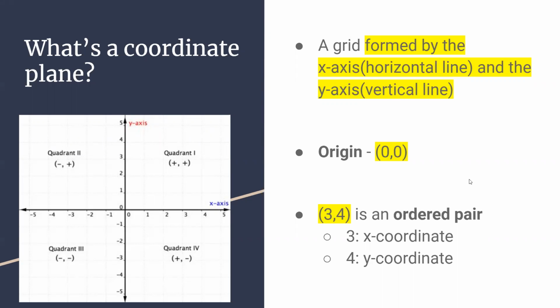A couple of terms to remember: origin. The origin is at the center, which you see is 0, 0. An ordered pair is where it shows the x-coordinate and the y-coordinate of a point. So 3, 4 is an ordered pair form. 3 is the x-coordinate and 4 is the y-coordinate.